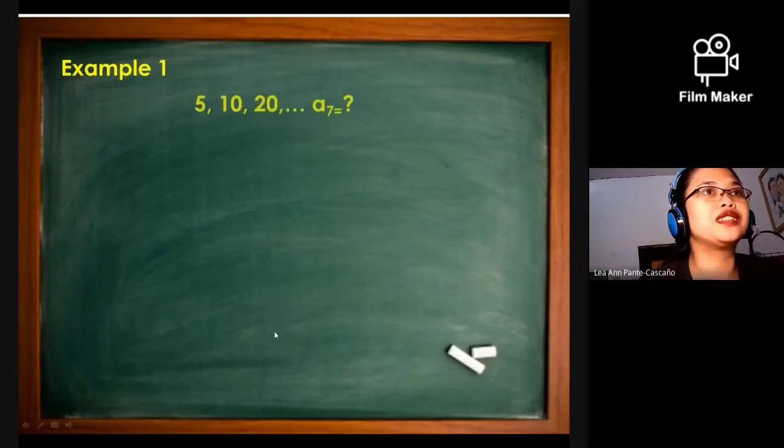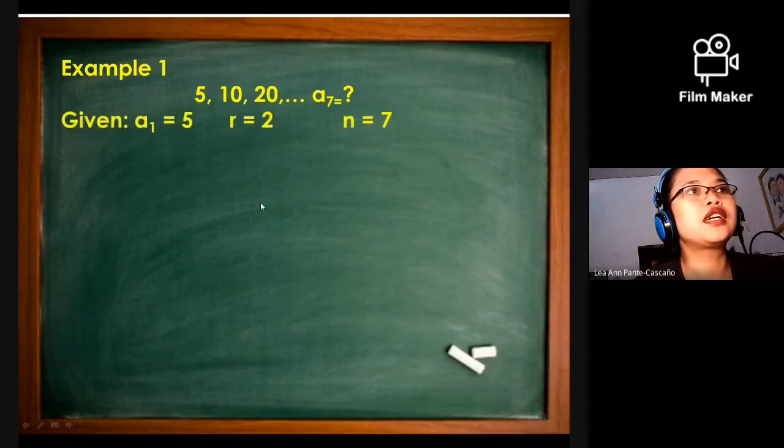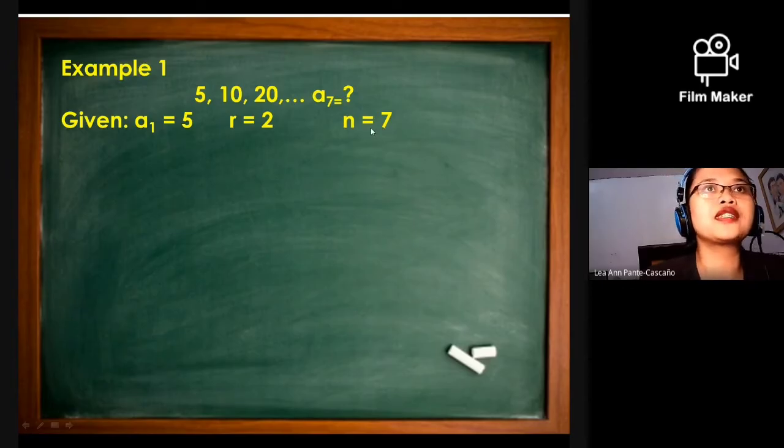Example number 1. If we have a geometric sequence 5, 10, 20, and we're looking for a sub 7 or the 7th term, we need to identify first the given. What are our givens? First term or a sub 1 is equal to 5. Common ratio is 2 because 5 times 2 is 10 times 2 is 20. Number of term or the position that we're looking for is the 7th term, therefore n is 7.